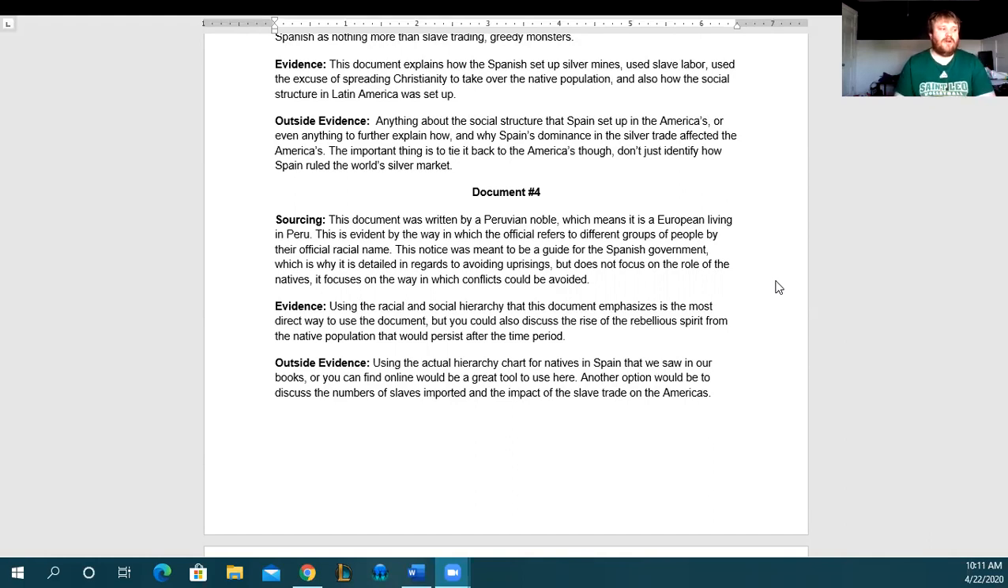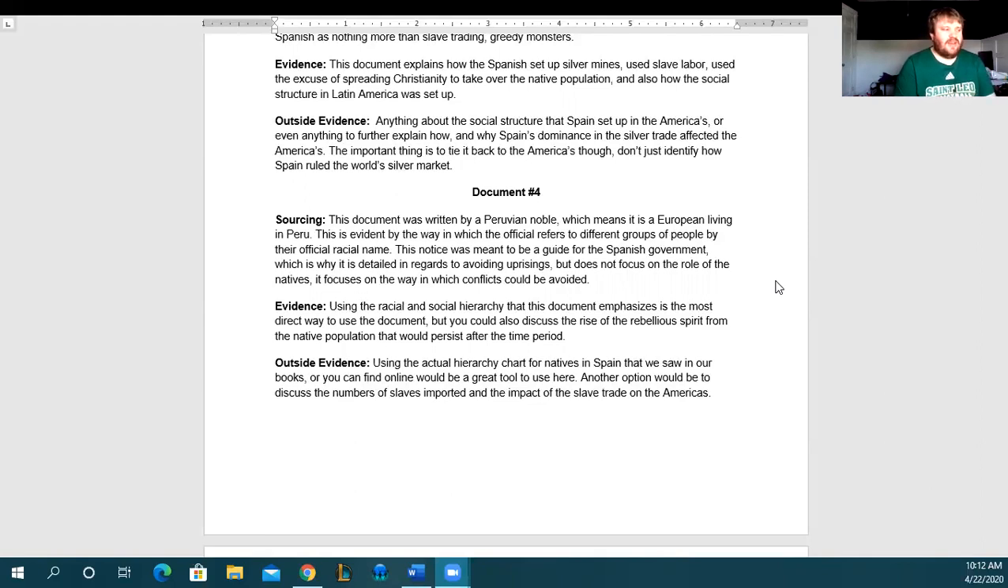Evidence that you can use during this part, using the racial and social hierarchy that this document emphasizes, is the most direct way to use the document. But you can also discuss the rise of the rebellious spirit from the native population that would persist after the time period. They have a revolution for a reason in Latin America outside of the time period, right? So using this document to set that up and say that this is a creation of why there were rebellions, and to emphasize that part, could also be a very good way to use this.